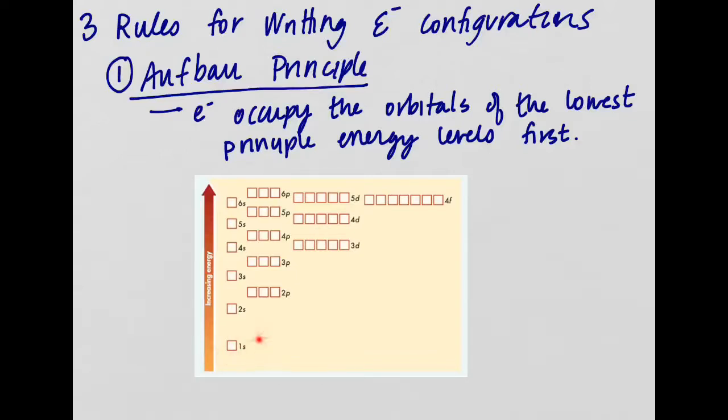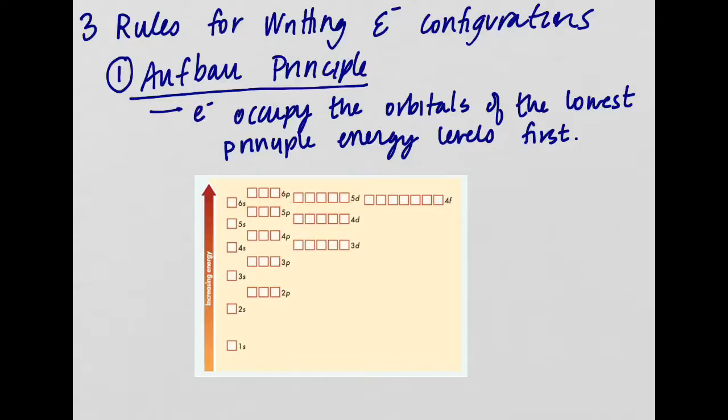So 1s, remember, has the least energy. It's the most stable. Therefore, it's at the bottom because we're increasing in energy as we go up. So 1s has the least amount of energy, the greatest stability. Up here, the highest one they go to is the 6p. The 6p orbitals have the greatest amount of energy and are the least stable.